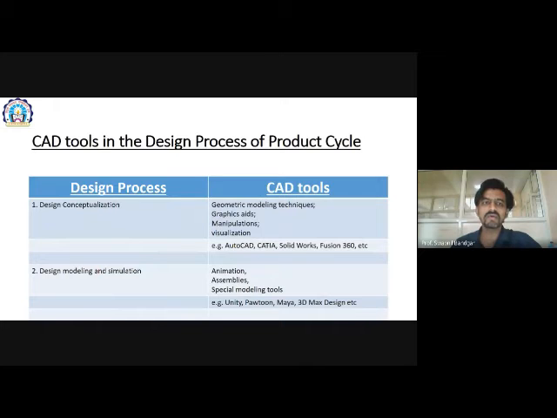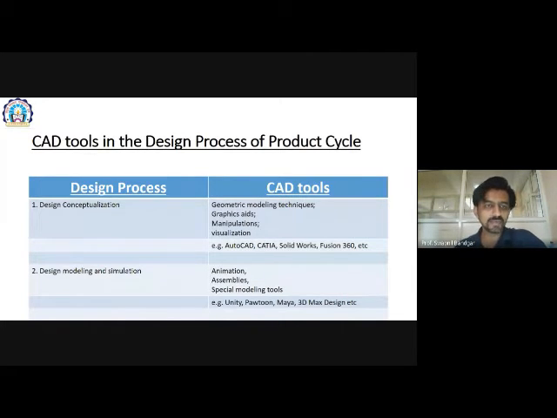Now we will see in detail what the CAD tools are in the design process of the product cycle. This is a table of design process and the CAD tools. The first design process is design conceptualization. In this we do geometric modeling, we use some graphics aids, and we do some manipulations and visualization. These are the CAD tools available with us: AutoCAD, CATIA, SolidWorks, Fusion 360, and many more.